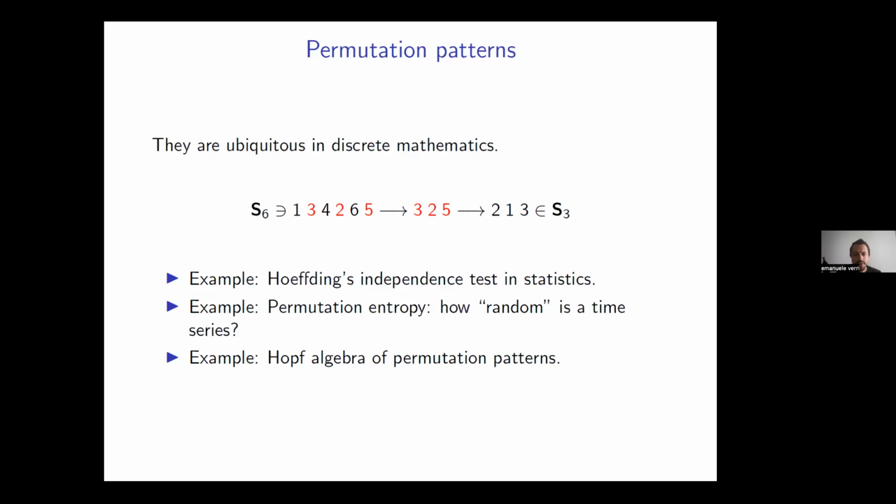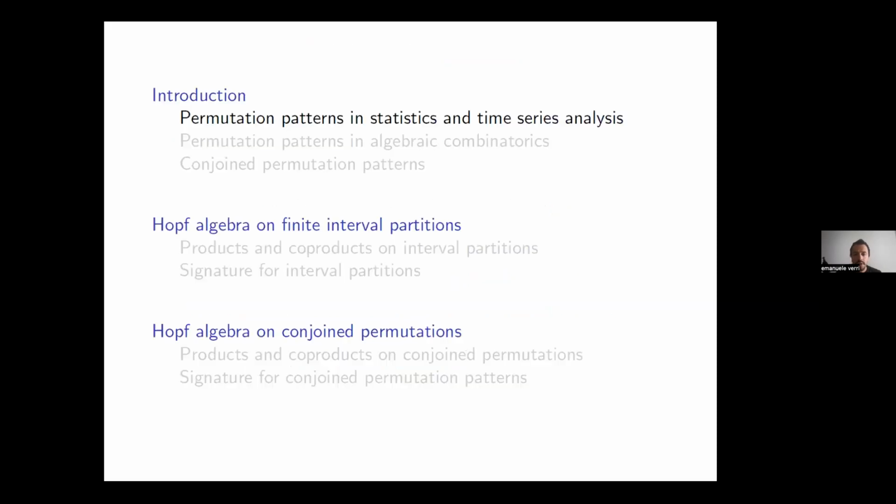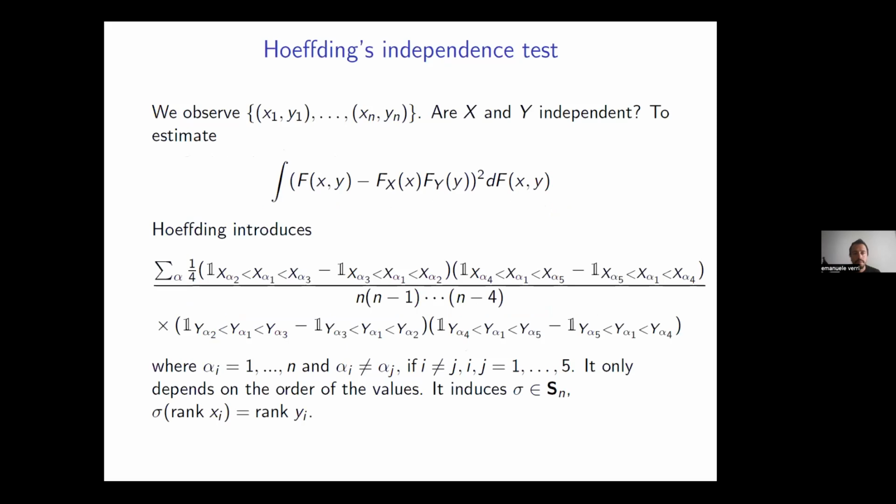So let's start from this Hoeffding's independence test. Whenever we observe two random variables, the natural question in statistics is whether these two random variables are independent. The quantity that you see here is simply the integral over the difference between the joint distribution and the product of the marginals. So it measures somehow the distance from independence between these two random variables.